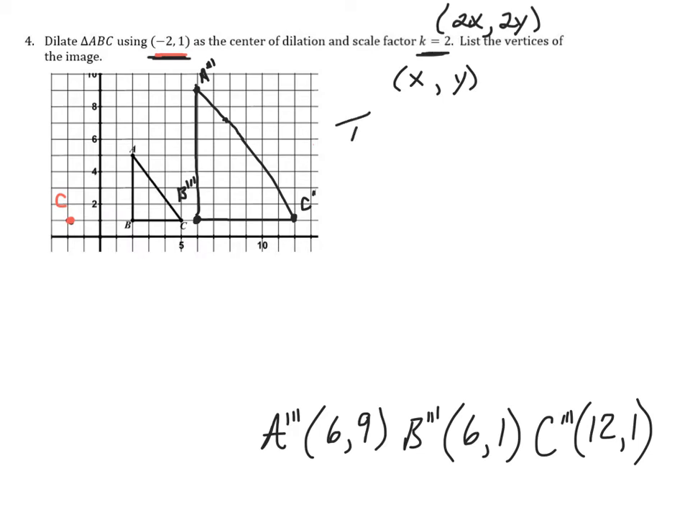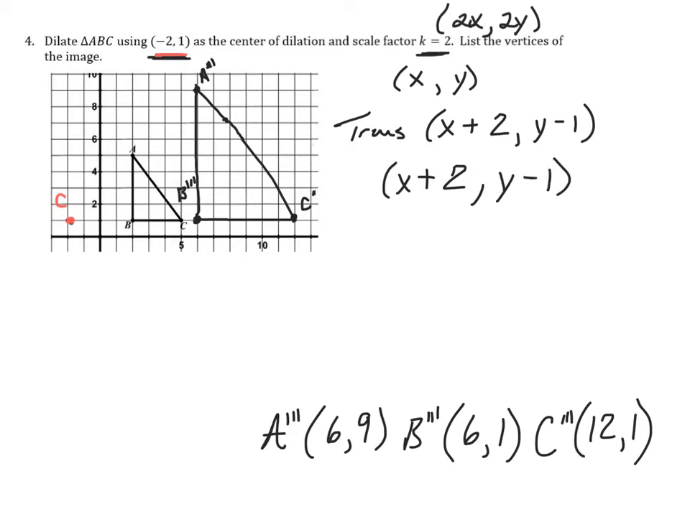After that, I'm going to want to translate it. So I'm going to take my x and add 2, and I'm going to take my y and subtract 1. So now I have my rule, x plus 2, y minus 1. Next thing I want to do is dilate. In order to dilate, I'm going to multiply my x coordinates by 2 and my y coordinates by 2.